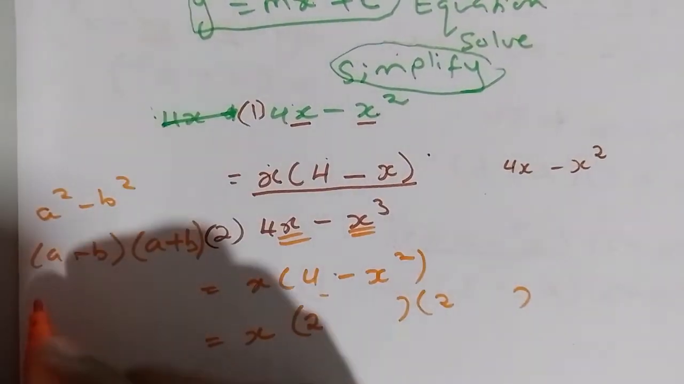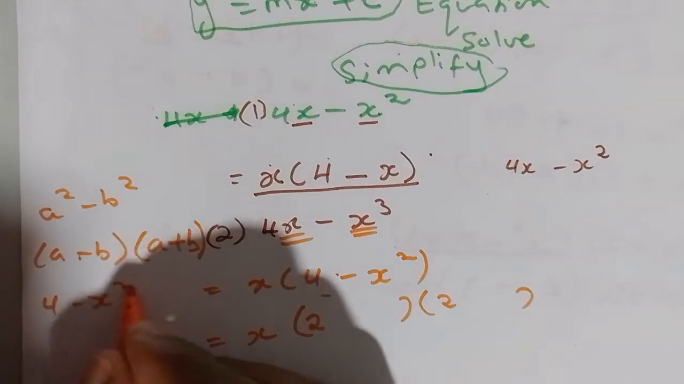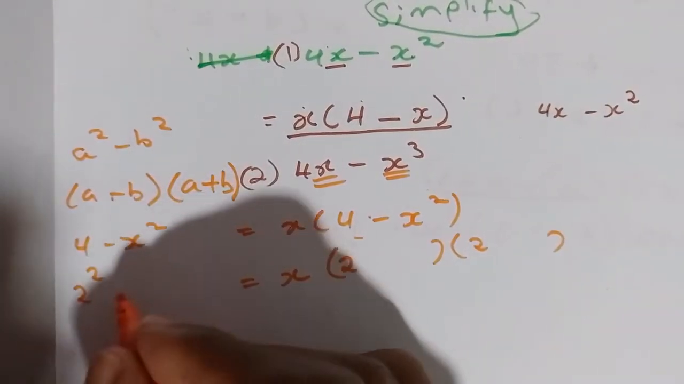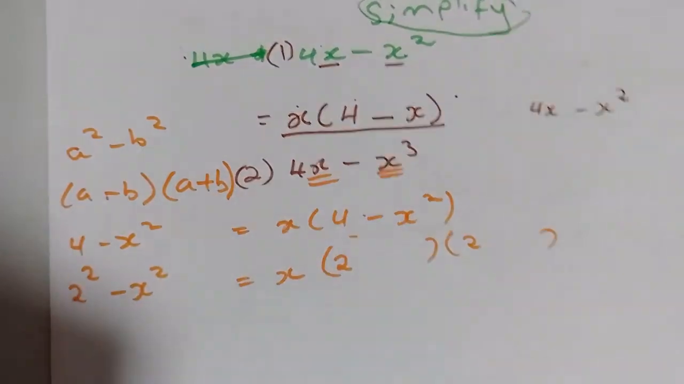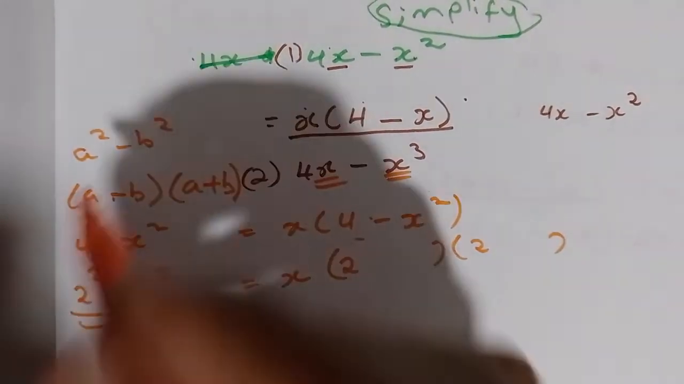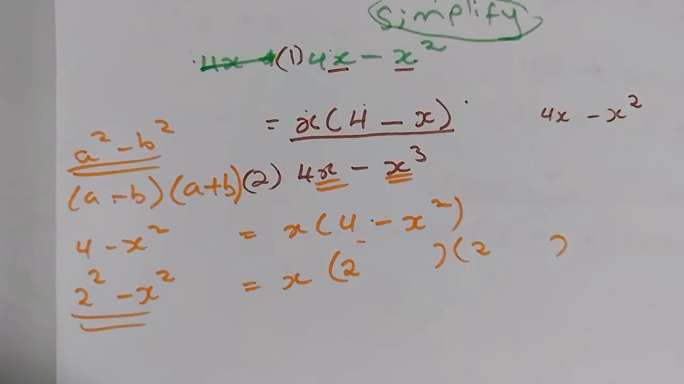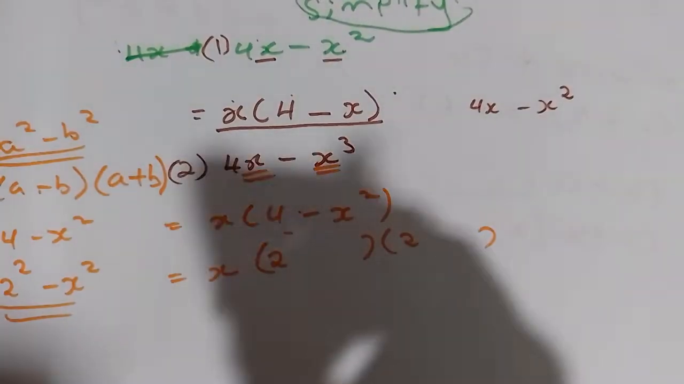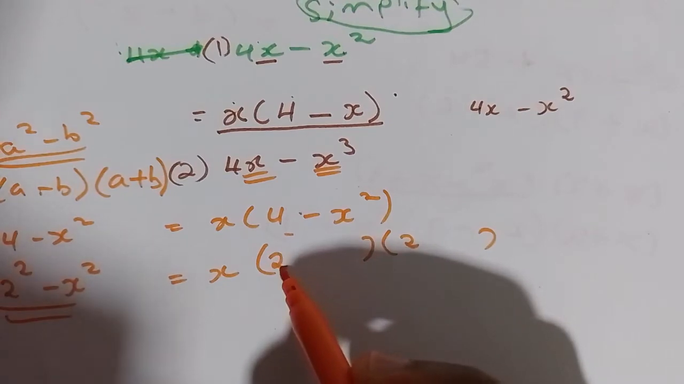Oh, I know that I have 4 minus x squared, right? But I can write this thing and say this is 2 to the power 2 minus x squared, right? Now this thing is similar to this rule. So I can just say, oh, it means here I'm going to have 2, I'm going to have 2.